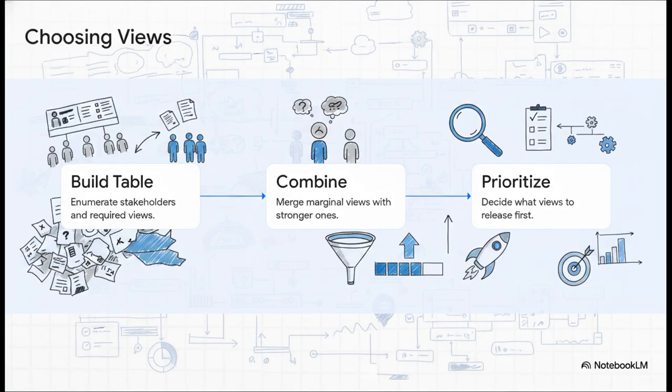So, we know our options, but how do we figure out which blueprints we actually need to draw? You don't want to just drown in paperwork. Use this really straightforward 3-step method. 1. Build a stakeholder table. 2. Combine any marginal views. And 3. Prioritize and stage what you're building.